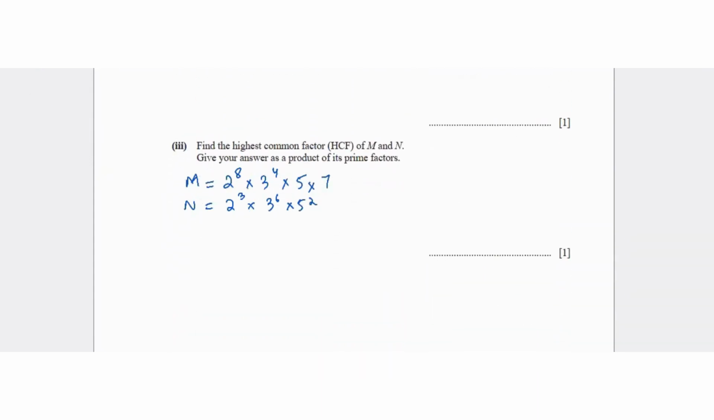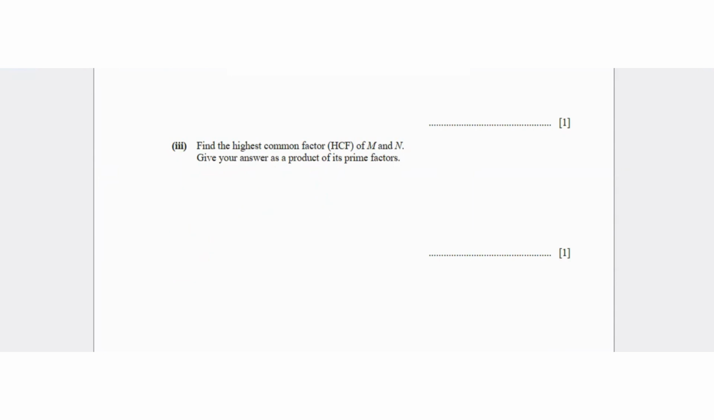Find the highest common factor over here. The highest common factor would be 2 cubed times 3 to the power of 4 times 5. That is your highest common factor. And since it says as a product of its prime factors, these are the prime factors.